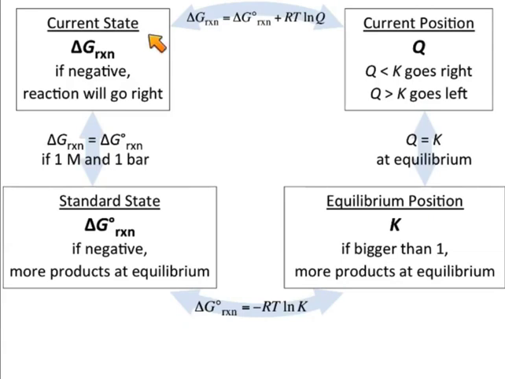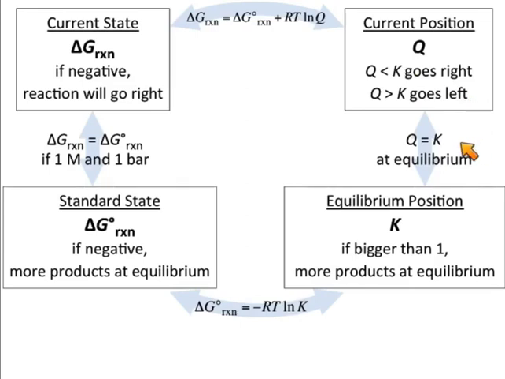Your current state of your reaction, whatever concentrations or pressures you have, delta G. If it's negative from where you are, you're going to go to the right. You can convert this into Q, assuming you know what delta G is. So you convert it into Q. Well, if Q is less than K, you're going right. If Q is bigger than K, you're going left from whatever your current position is. So the top two here are current, wherever you are at the moment.